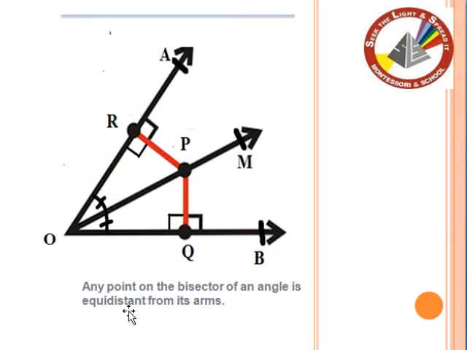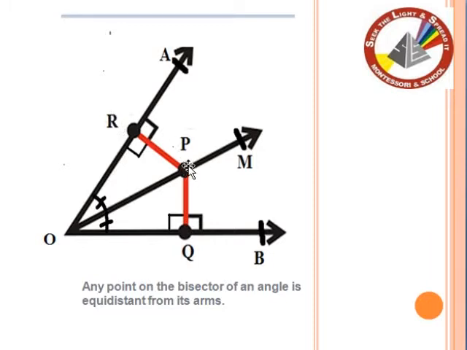Now again we will see the statement. The statement again tells that any point on the bisector, meaning we have to take a point on this bisector. You can take this point anywhere on this bisector OM. I have taken this point here and named it P. First, we will join this point P to this ray OA and to this ray OB, forming this point Q and this point R.